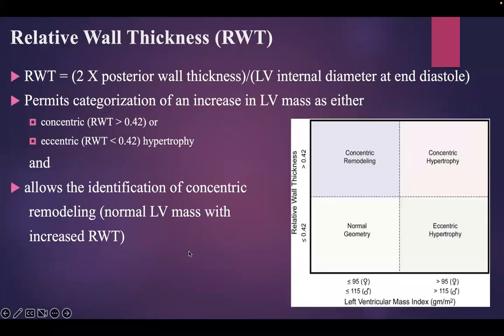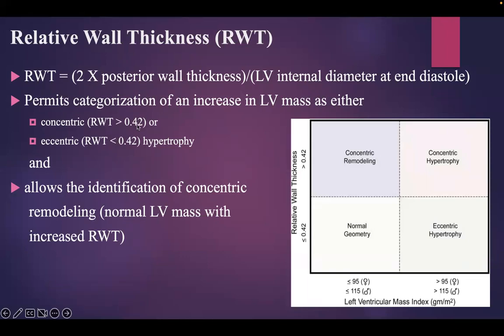Relative wall thickness, again, this is very, very important to differentiate between concentric remodeling, concentric hypertrophy, eccentric hypertrophy, or a normal geometry. Here, by using this formula, 2 times the posterior wall thickness divided by the LV internal dimension at end diastole, we can calculate the relative wall thickness.